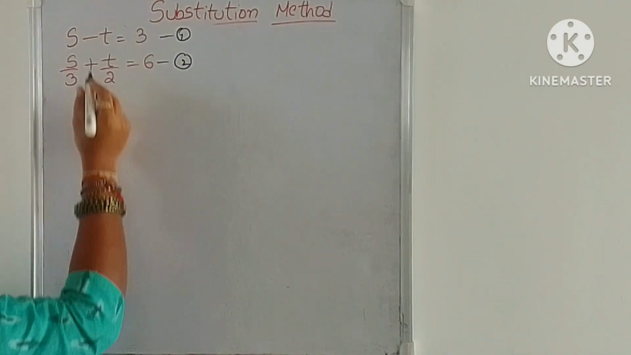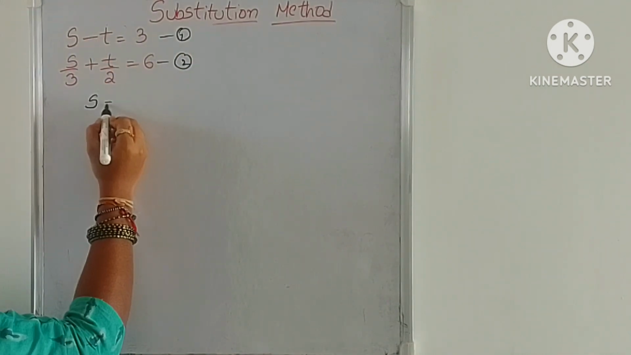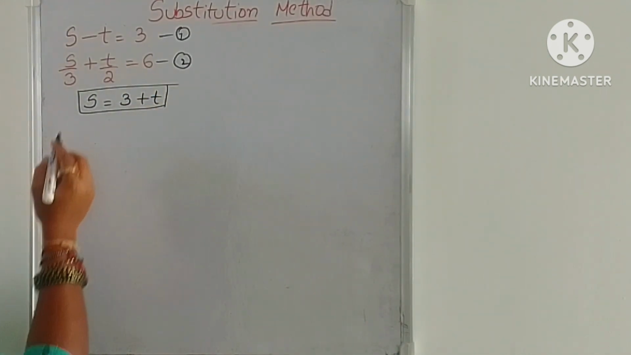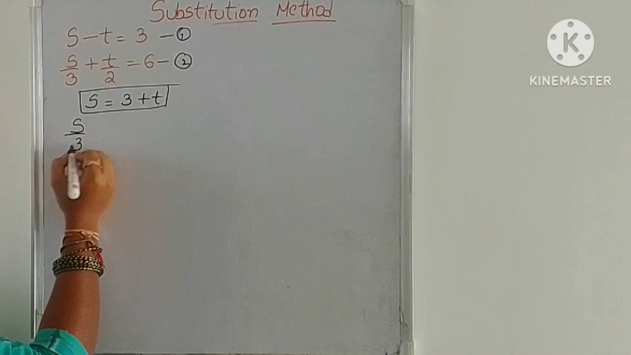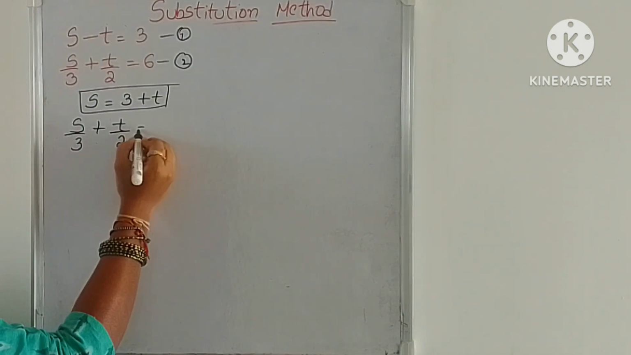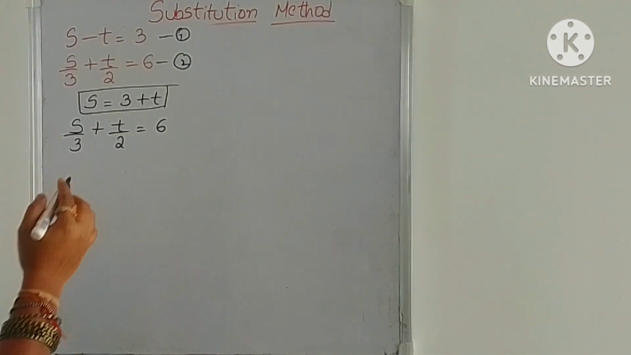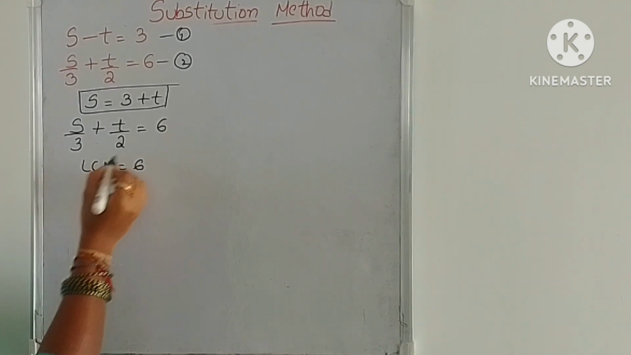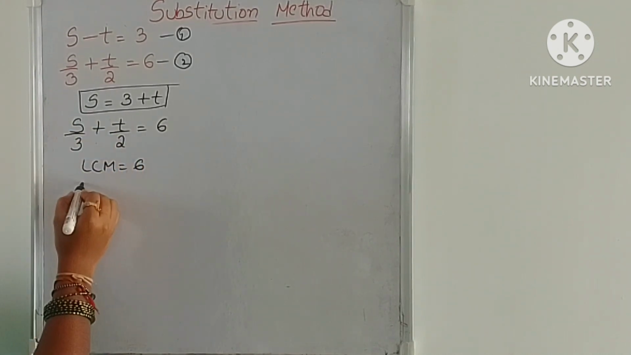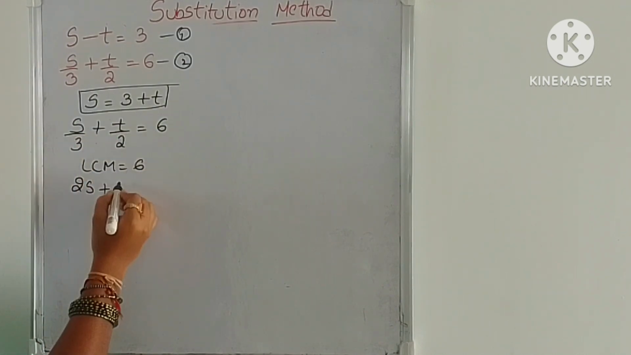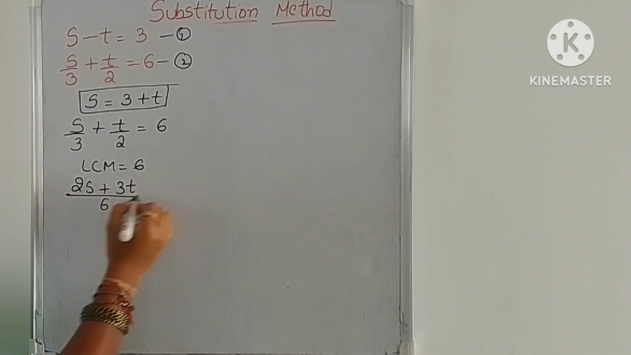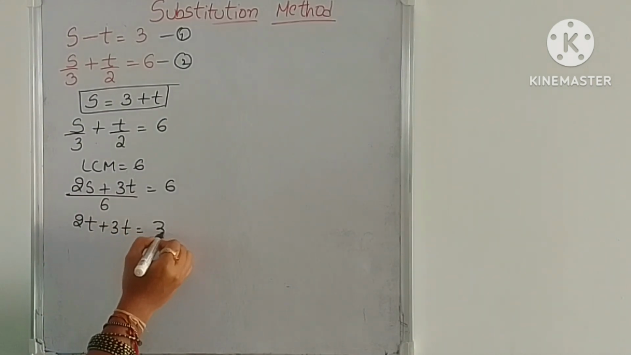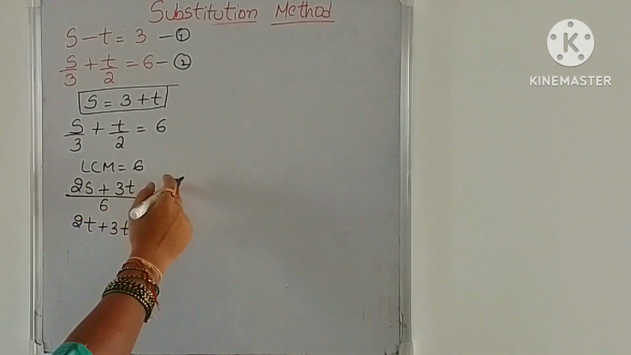Now from equation 1, what we have got: s is equal to 3 plus t. So s is equal to 3 plus t. So let us take the second equation, s by 3 plus t by 2 is equal to 6. Now let us take the LCM for this 3 and 2. So the LCM will be 6. So do cross multiply. So 2 into s is 2s plus 3 into t is 3t, by 6 is equal to 6. So 2s plus 3t equals 36. Cross multiply, 6 into 6 is 36.